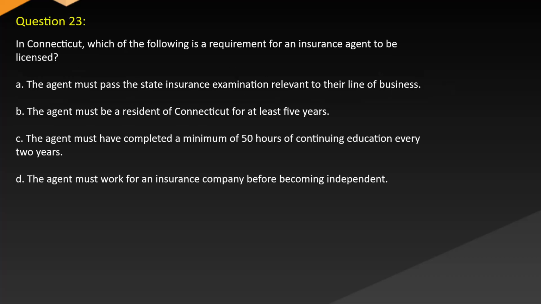Question 23. In Connecticut, which of the following is a requirement for an insurance agent to be licensed? A. The agent must pass the state insurance examination relevant to their line of business. B. The agent must be a resident of Connecticut for at least 5 years. C. The agent must have completed a minimum of 50 hours of continuing education every 2 years. D. The agent must work for an insurance company before becoming independent.